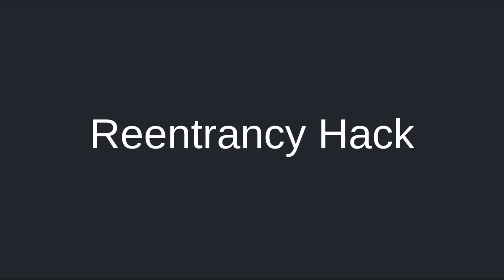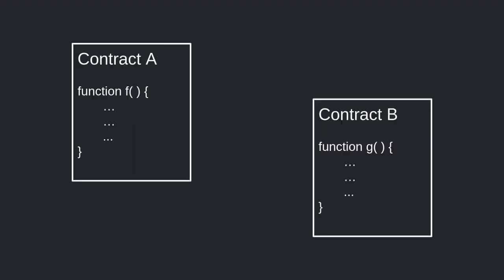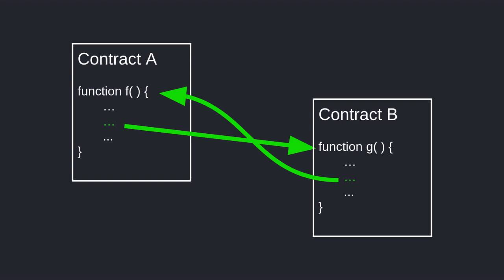First, let's talk about what a reentrancy hack is. Imagine there are two contracts, contract A and contract B. A function f inside contract A is called. Inside the function, it calls a function inside contract B, and contract B calls back into the function f.